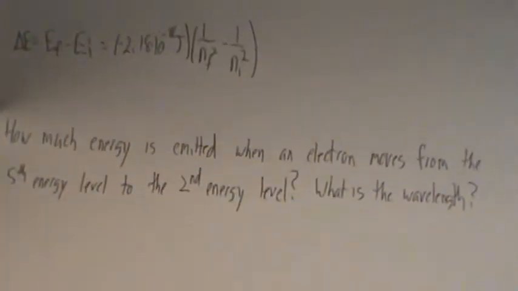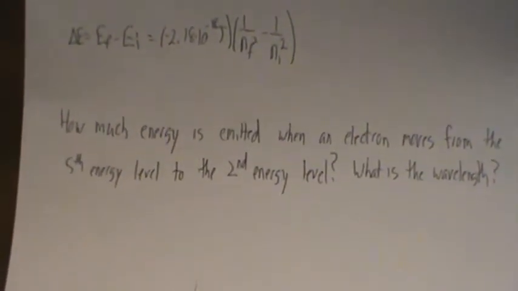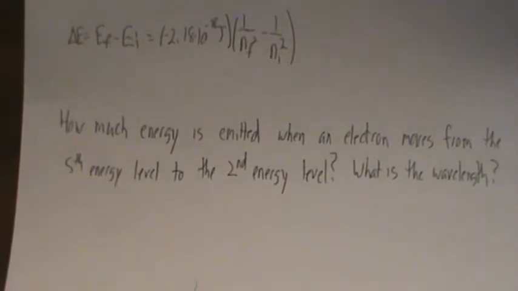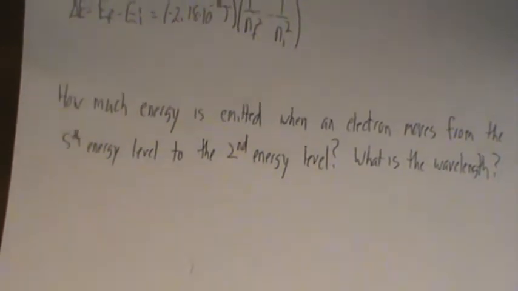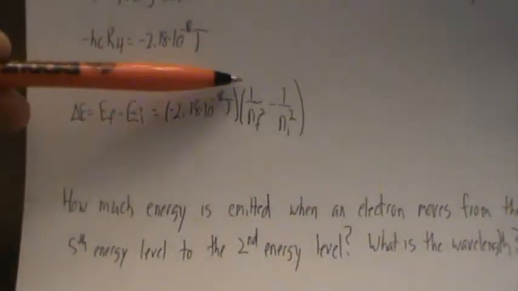So let's look at an example of using these formulas. First one: how much energy is emitted when an electron moves from the 5th energy level to the 2nd energy level? All right, so we're going to be using this formula right here.